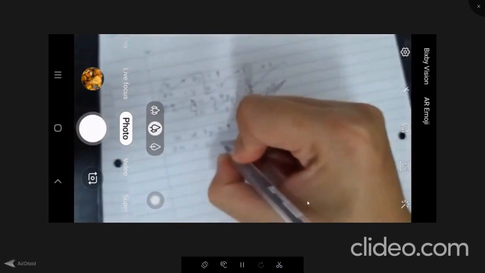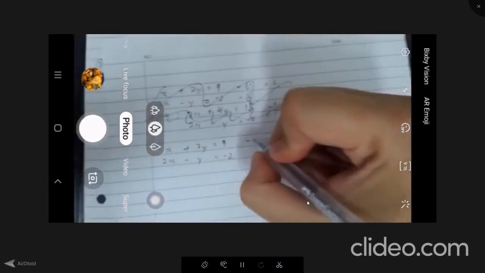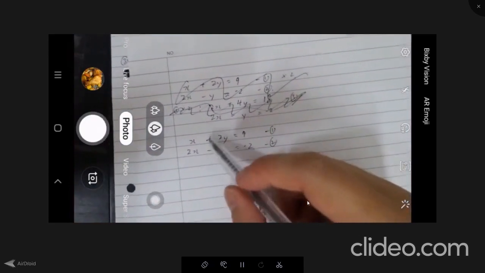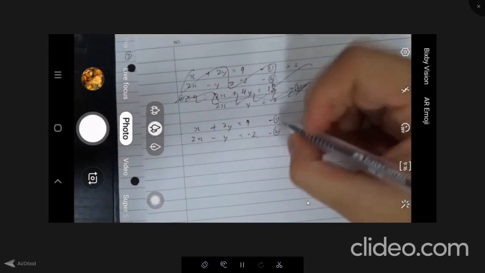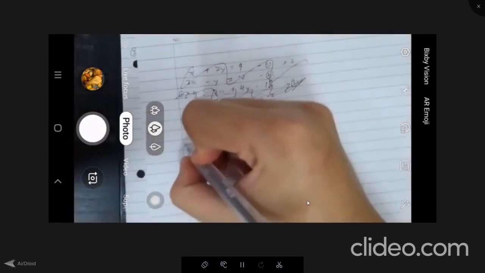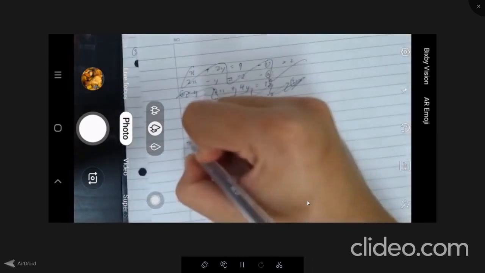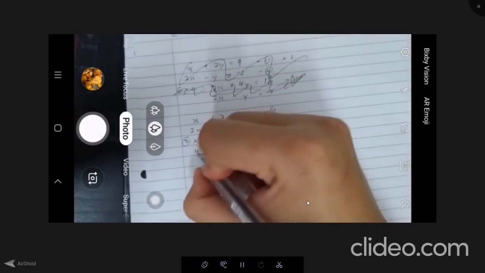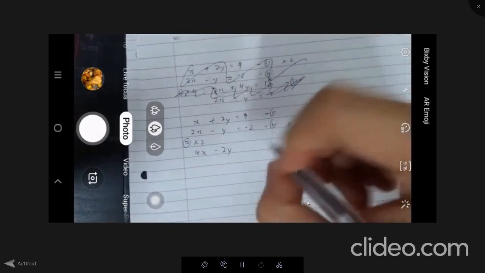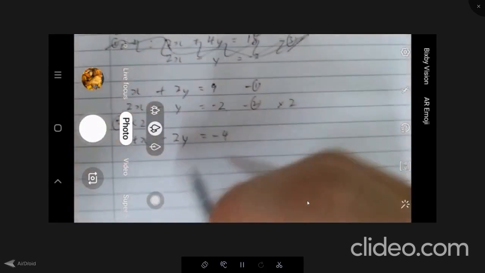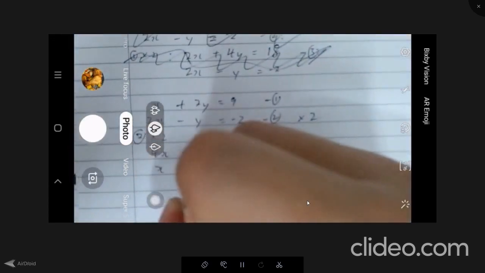Next: x plus 2y equals 9, 2x minus y equals negative 2. I want to use y. Now you notice one is positive, one is negative, right? Now let me make them have the same number first. So equation 2, I times 2. 2x times 2, 4x, negative y times 2, negative 2y, negative 2 times 2, negative 4. So I have this one. I also have x plus 2y equals 9.